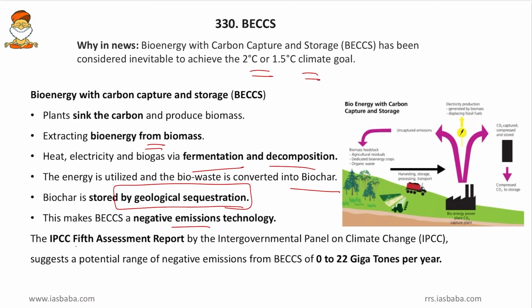Moreover, IPCC's 5th assessment report says that a potential range of negative emissions from 0 to 22 gigatons per year can be achieved via this BECCS project, or we can avoid up to 22 gigatons of carbon and carbon compounds from being emitted to the atmosphere. In other words, we can solve greenhouse gas emission, global warming and climate change to a great extent using BECCS, the negative emission technology. So this is all about the BECCS project.